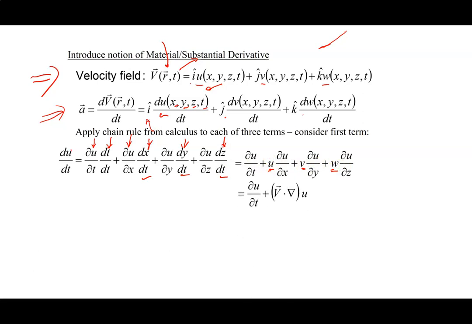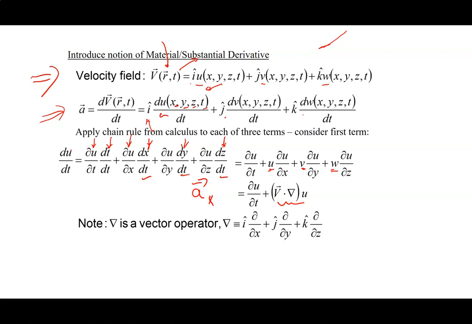So in other words, the x component of the acceleration vector is simply equal to the partial of u with respect to t plus this v dot del operating on u. And remember, this is simply the x component of this velocity vector that I've written over here, right? And again, just for your reference, the del operator is defined as, remember, this is the defining equation, i hat d/dx, j hat d/dy, and k hat d/dz.